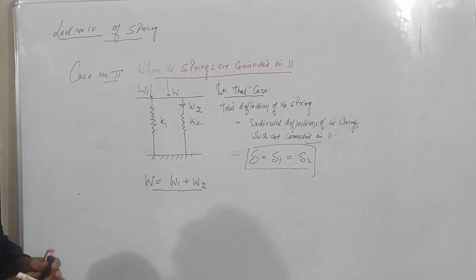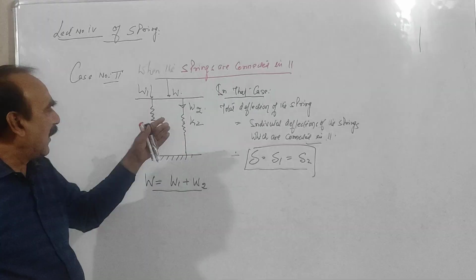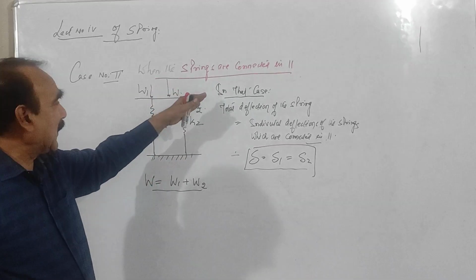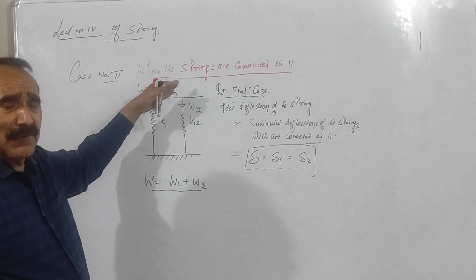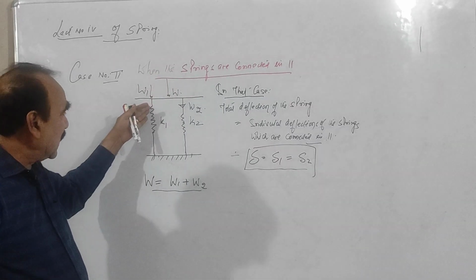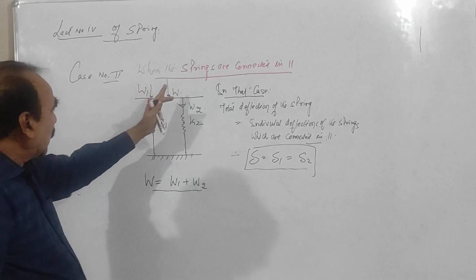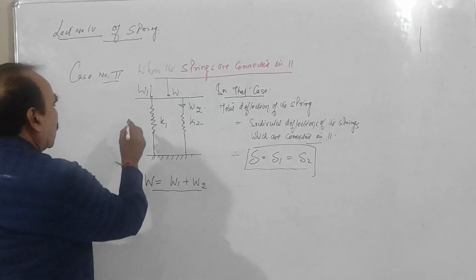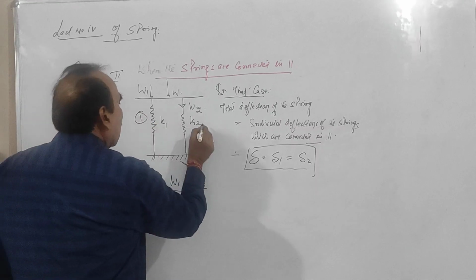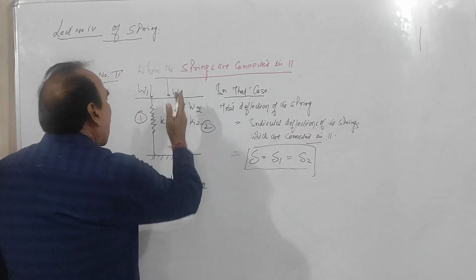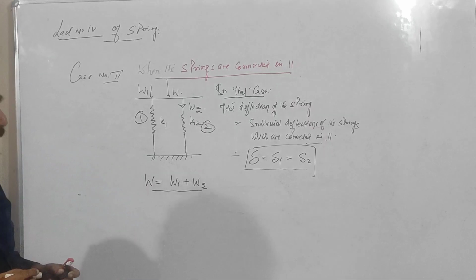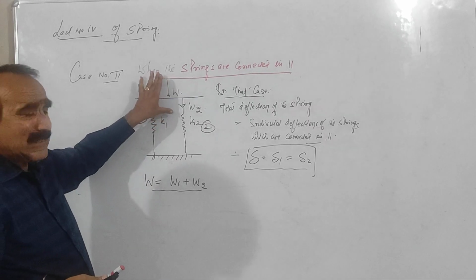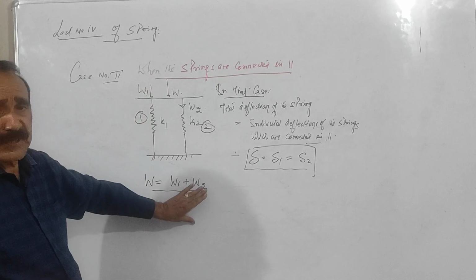जब आपका स्प्रिंग क्या होगा, when the springs are in parallel and the load W is acting on the springs, total load W is acting on the springs, and these two springs are parallel, so you can say that one part of the load, that is W1, is acting on the spring number 1. Suppose if this is spring number 1 and this is spring number 2, and W2 is the load which is acting on the spring number 2. So you can say that the total load W is equal to W1 plus W2, right?